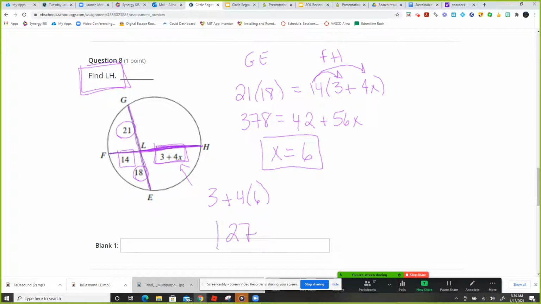Absolutely. So they've lulled us in the first 7 questions to just solving for x, and then they've thrown at us a find LH. So always before you submit something, before you move on to the next problem, make sure you're answering the question being asked, because it would really stink to do all of this beautiful work, give them x equals 6, when really they want LH equals 27. Okay, so just be careful of that.